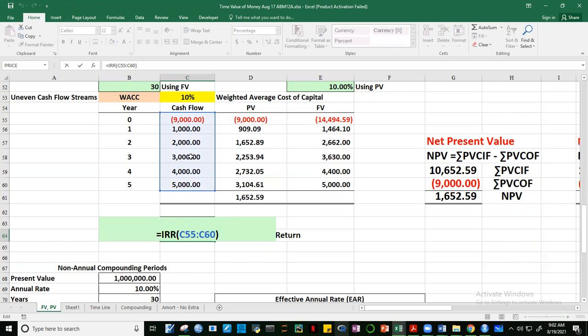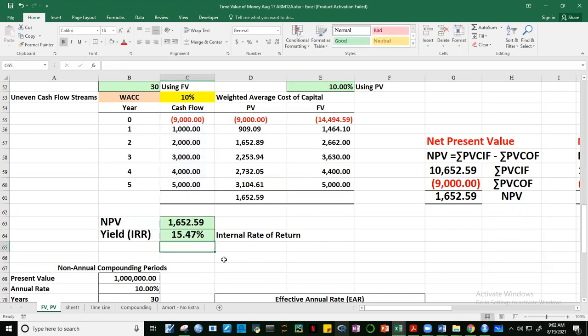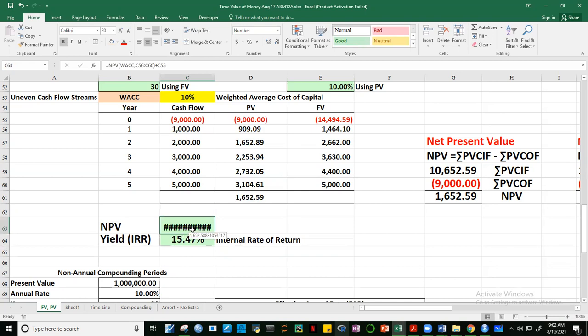Okay. And the other one is IRR, internal rate of return. Dito, isasama natin lahat ng cash flow. Dito tama si Excel. Yan. And you get 15.47. So based on NPV, is the project okay? Yes. Yes, the project is okay because the net present value is positive. Pag net present value is negative, reject the project.